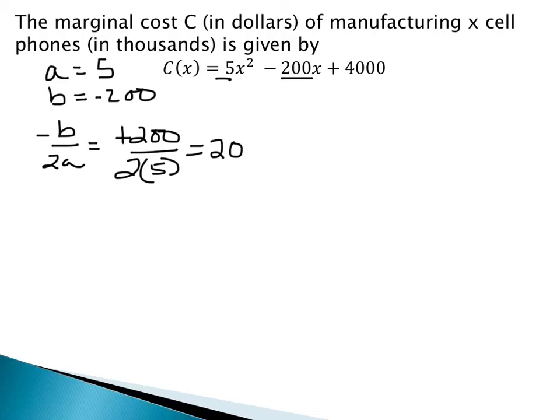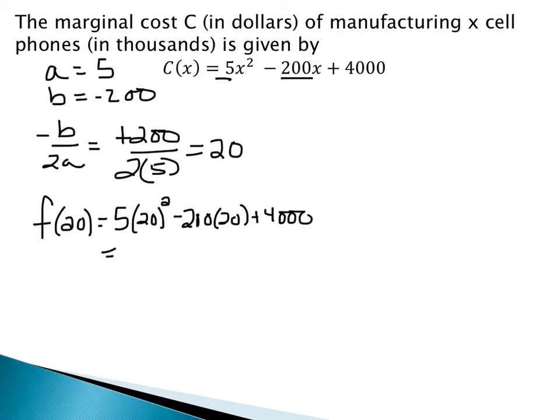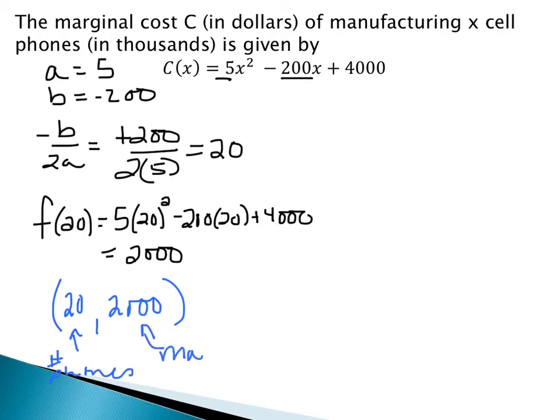Now we want to find the y-coordinate of that vertex. To do that, we're going to substitute the 20 into the original function: 5 times 20 squared minus 200 times 20 plus 4,000. Use your calculator, and you'll find that that's 2,000. And what this tells us is that the vertex is (20, 2,000). With respect to our problem, this is the number of phones, and this is the marginal cost that's been minimized.